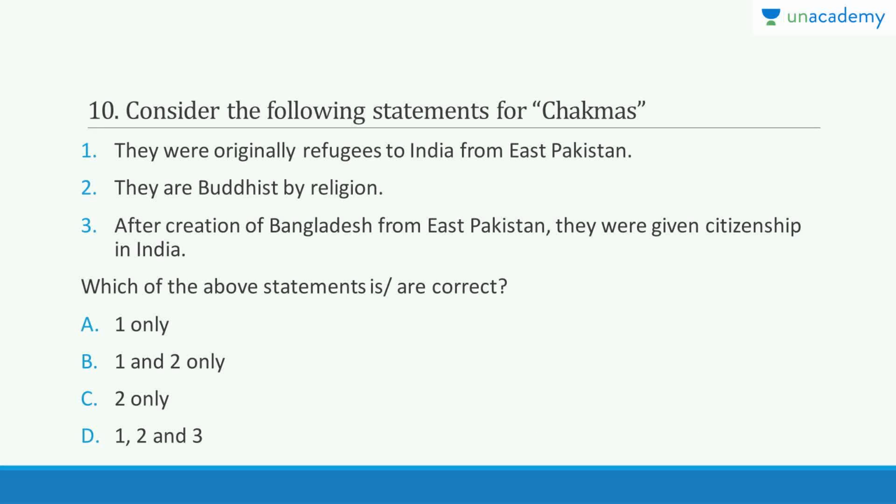Question number 10. Consider the following statements for Chakmas. They were originally refugees to India from East Pakistan, that is present-day Bangladesh. This is correct. They are Buddhist by religion. Correct. After creation of Bangladesh from East Pakistan, they were given citizenship in India. So this is wrong. Answer here is B, 1 and 2.